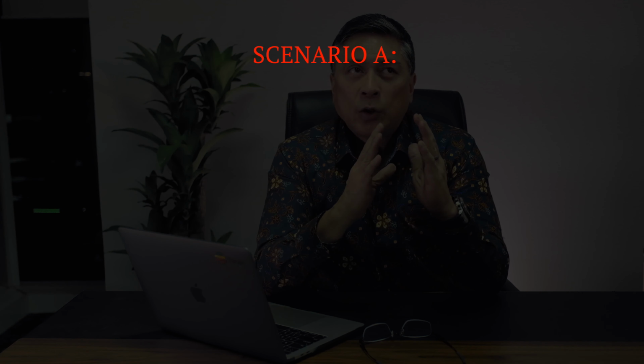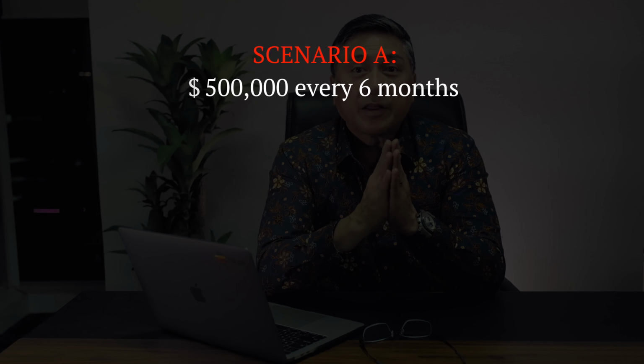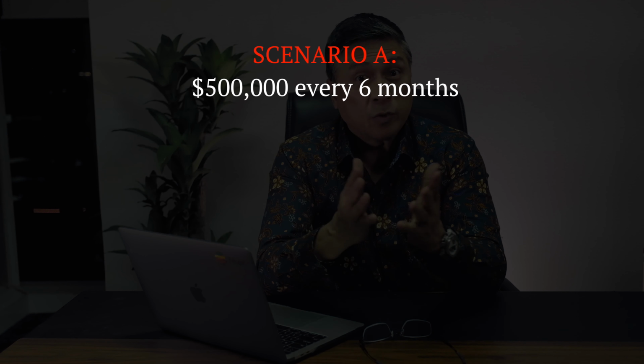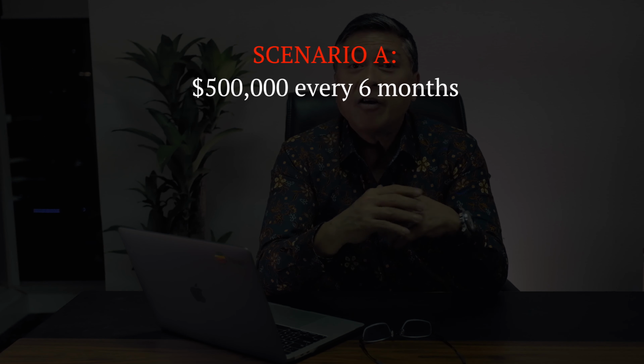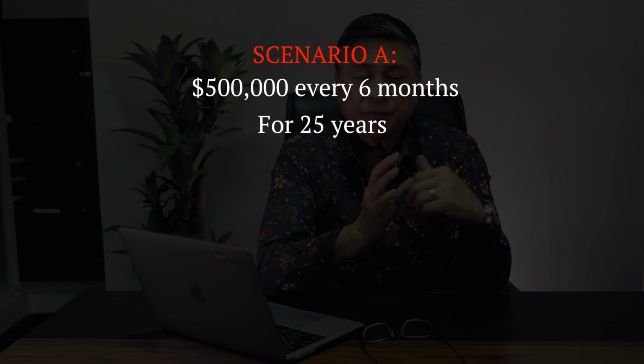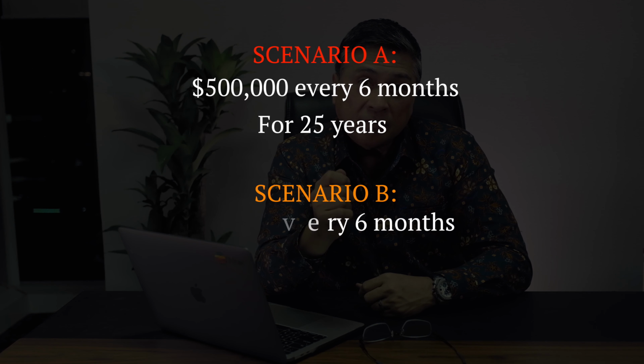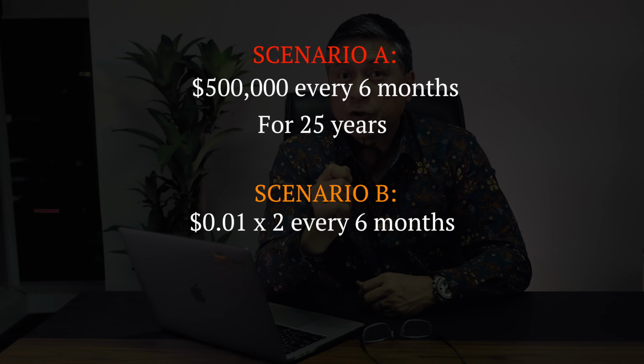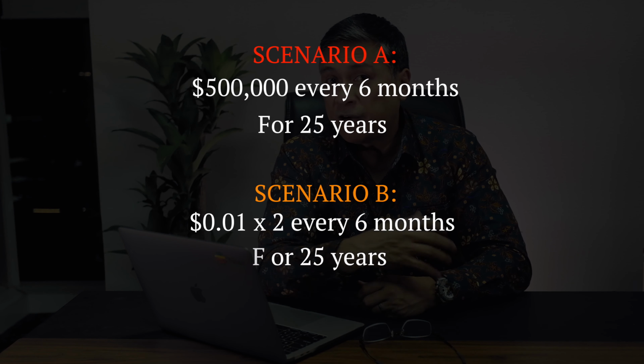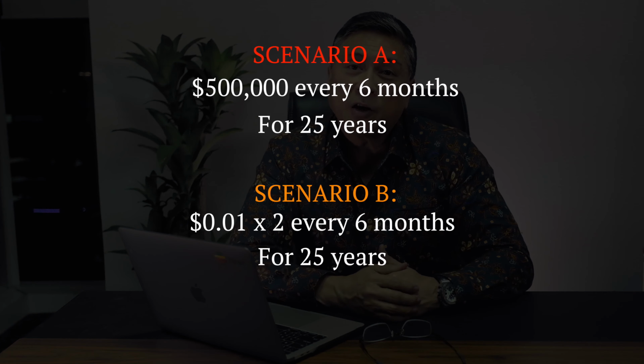And I've asked this many times to many people in many countries. Let's take 2 scenarios. Scenario A, we will deposit $500,000 every 6 months in your account, which is basically $1 million a year, for 25 years. Scenario B is we will put 1 cent, that's right, 1 cent into your account in 6 months and double that every 6 months for 25 years. Which one would you take?